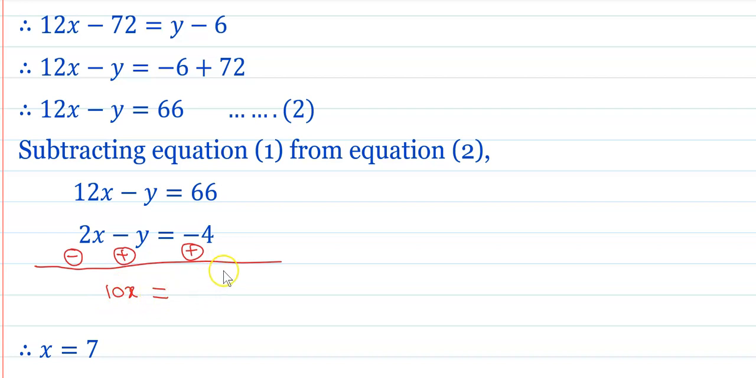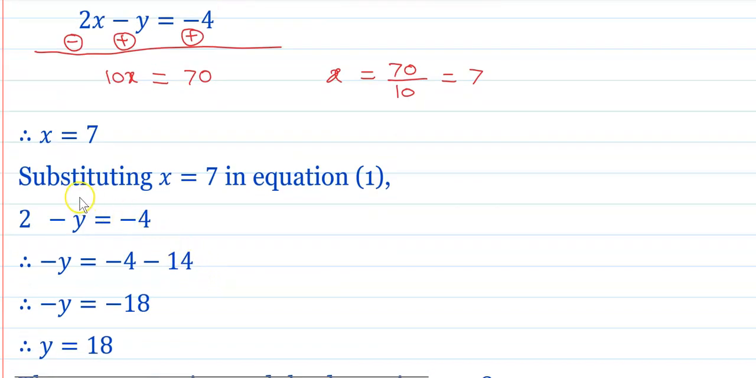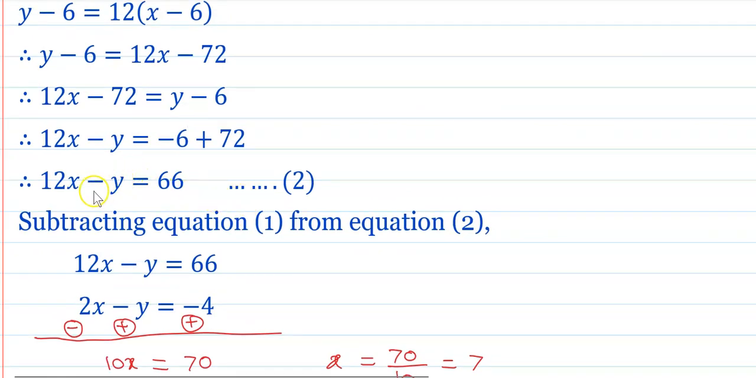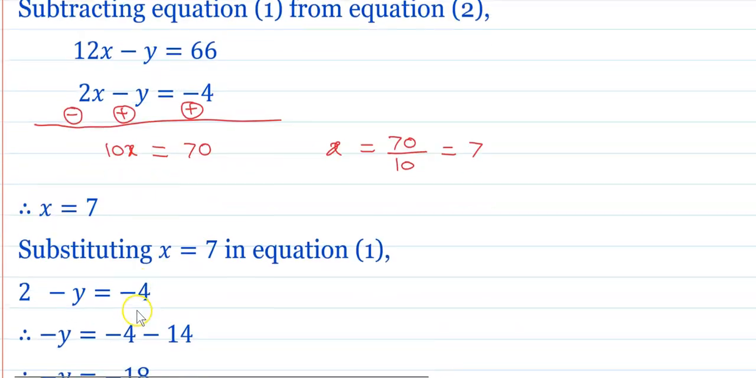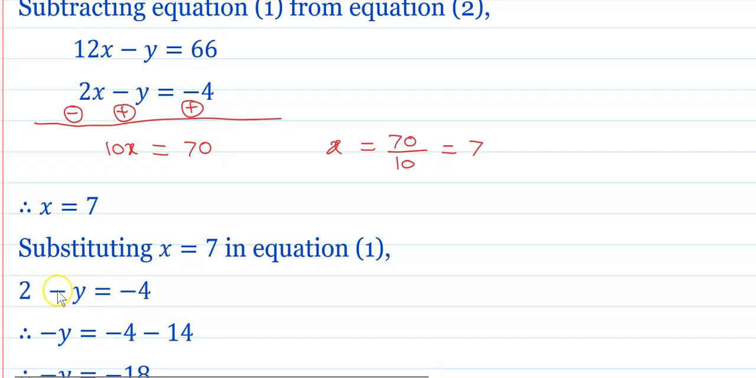Okay, 66 plus 4, then you will get here 70. Therefore, x is equals to 70 upon 10, then you will get x is equals to 7. Okay, substituting x is equals to 7 in equation 1. What is the equation 1? The equation 1 is 2x minus y is equals to minus 4.